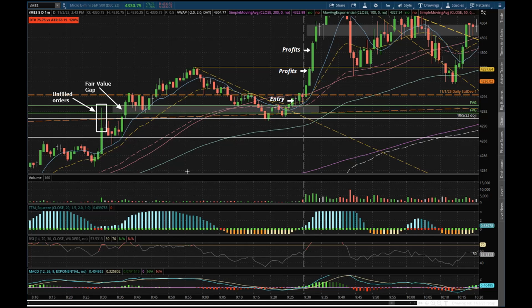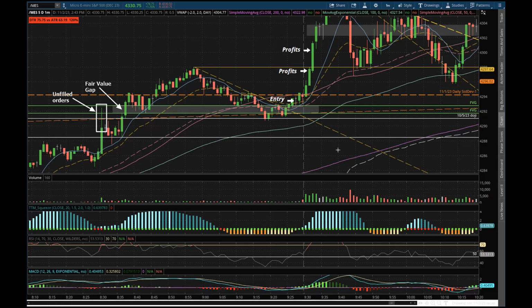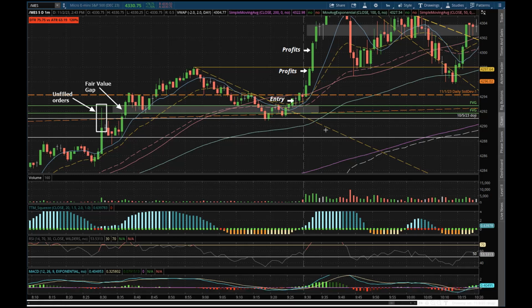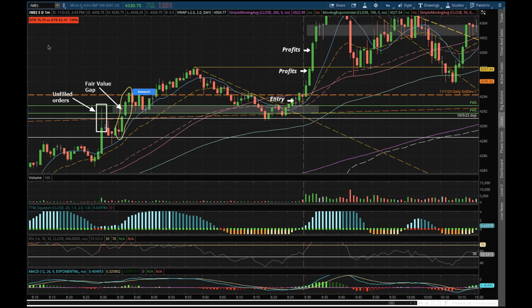To answer Luna Cat's question, a fair value gap is when you have three candles. It doesn't matter the color, but it's three candles. Let's just take these three right here. See the wick right here, the wick right there. It goes to the other wick of the third candle. You have this gap right here. That's the fair value gap.